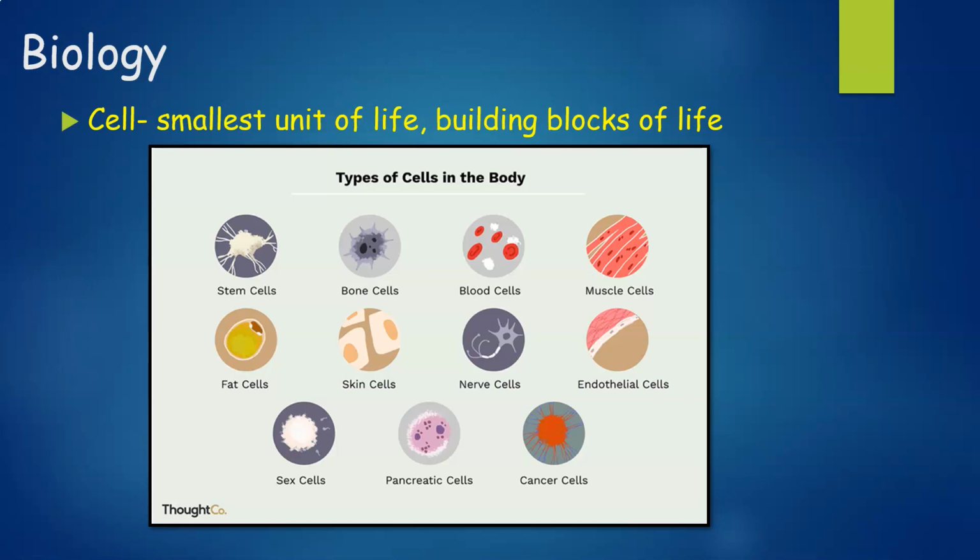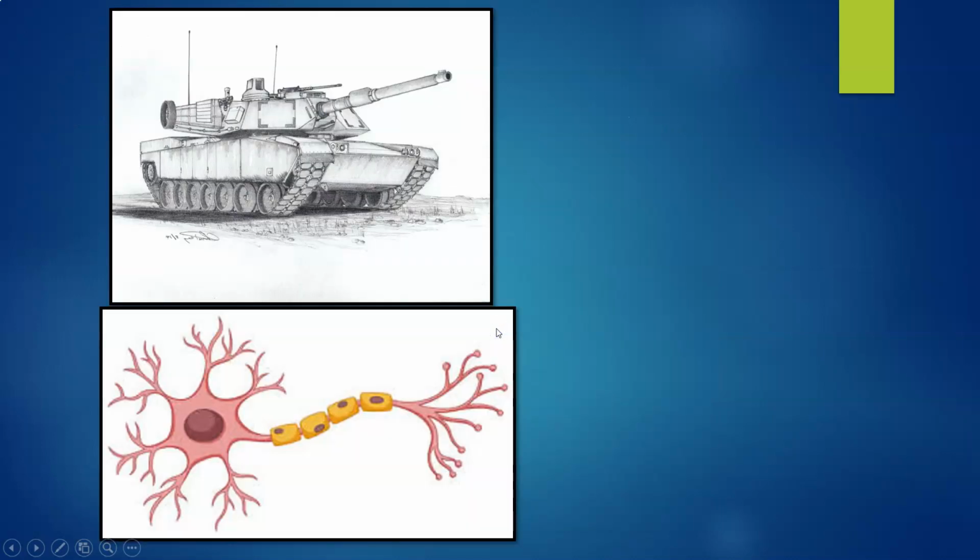Now, there are different types of cells in the body. There are stem cells, bone cells, blood cells, muscle cells, fat cells, skin cells, but what we're going to be focusing on are nerve cells. And specifically, nerve cells are what we call neurons. And we're going to be talking about neurons.